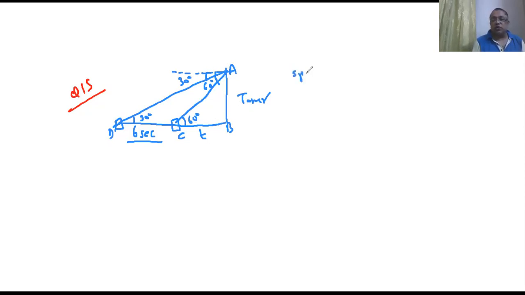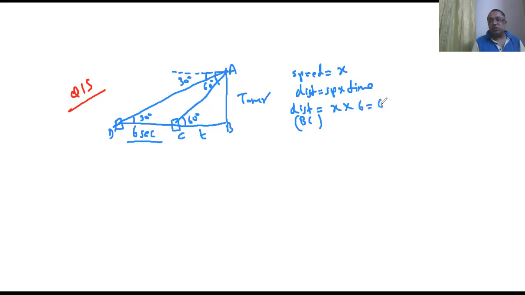So first of all, we don't know what the speed is. So let us assume the speed is x. We are not aware of what the speed is, so therefore we are assuming the speed as x. Once we assume the speed as x, we know that distance is speed into time. You have done this innumerable number of times. So I can say the distance traveled by the car from B to C is speed into time. So x is the speed, time is 6. So this distance is 6x from B to C.